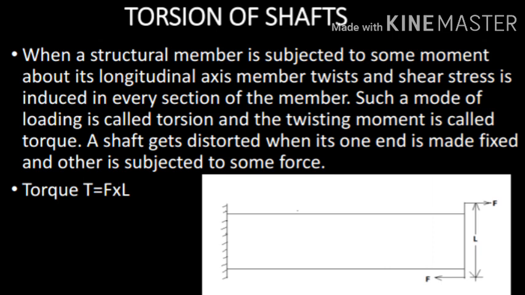Thus, shear stresses are induced in each and every section of the member. Such a mode of loading is called torsion, and the twisting moment is called torque. A shaft gets distorted when one end is made fixed and the other is subjected to some force. As shown in the figure, one end of the shaft is fixed and at the other end force is applied in the form of torque. So T equals F into L.